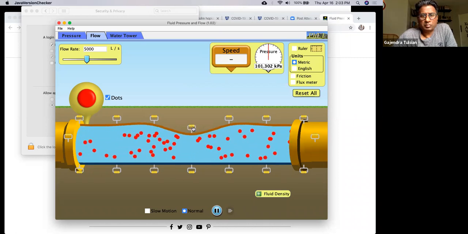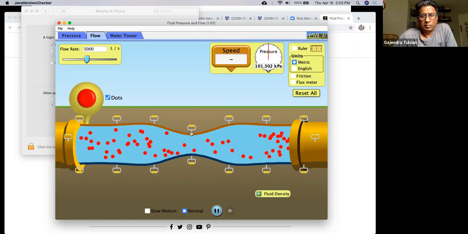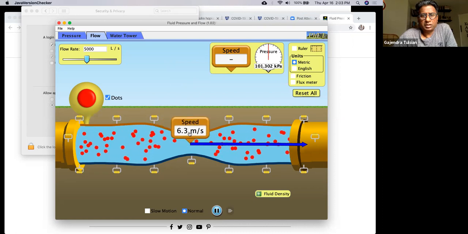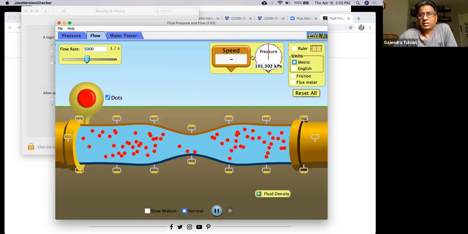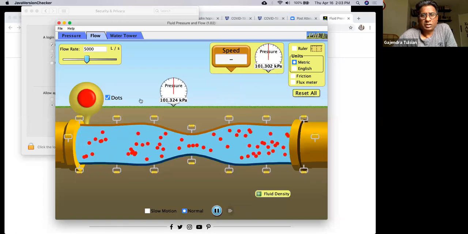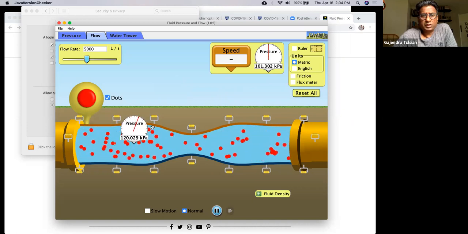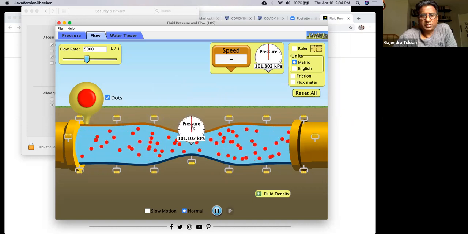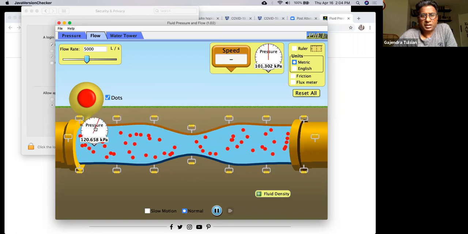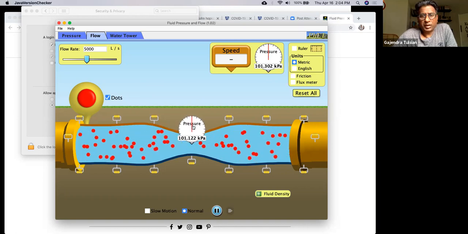So let's make it slightly like this. Now, again, the speed there is that, and the speed there is that. Now let's measure the pressure. What the important thing is, what you learn is, the faster a fluid is moving, the lower the pressure. So again, here the pressure is 120 kilopascals, and here the pressure is 101 kilopascals.